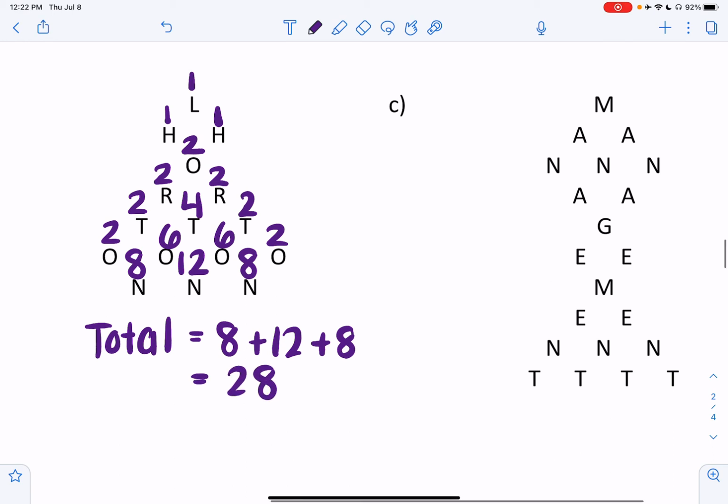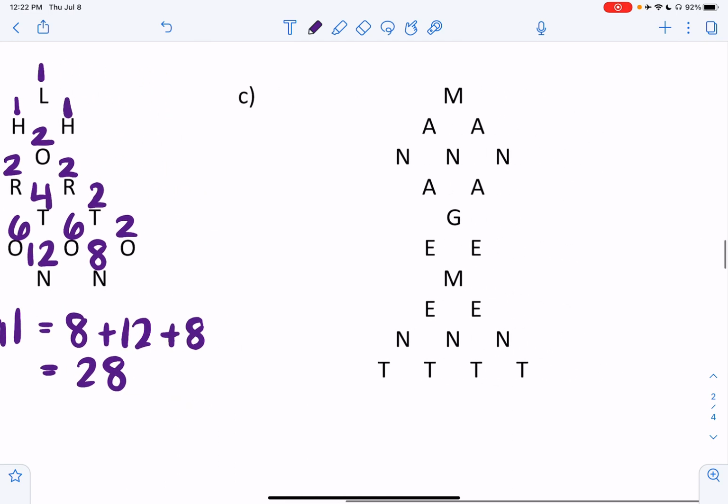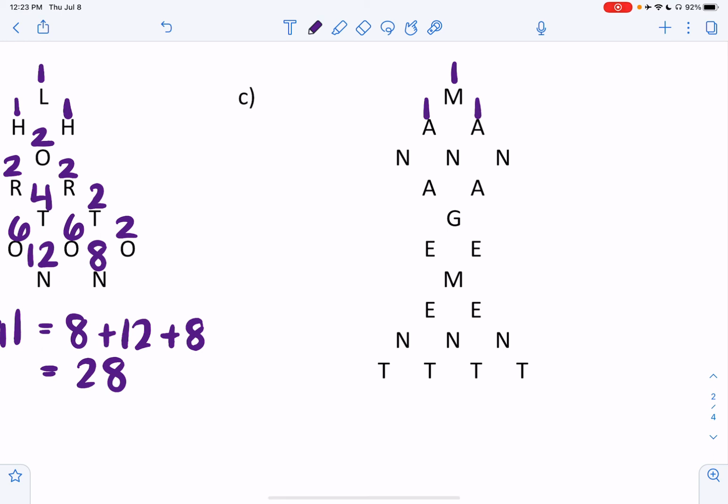And our final option, management. 1, then each of these gets a 1. 1 plus 1 is 2, and a 1 on the end. 1 plus 2 is 3. 2 plus 1 is 3. 3 plus 3 is 6. These E's are only touching the 6. 6 plus 6 is 12.